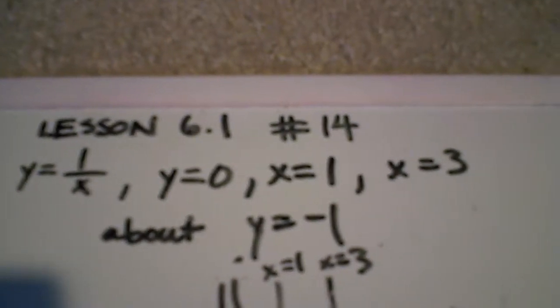So we're doing lesson 6.1, number 14 of James Stewart's Transcendental Calculus, 6th edition. In this problem, we're going to be finding the volume of a solid, and they already gave us the functions which will enclose the area: y equals 1 over x, y equals 0, x equals 1, and x equals 3.